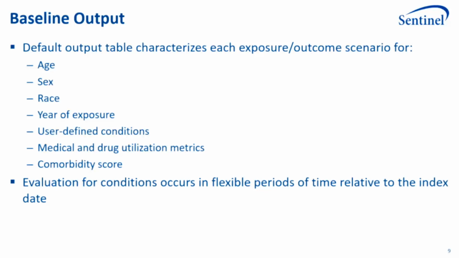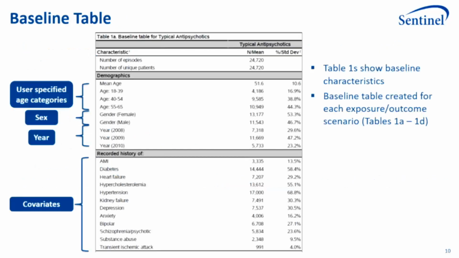And as Judy pointed out, for each of the conditions that you're interested in, so you want to know among this population, among this cohort, how many people had history of diabetes, or how many people had history of acute myocardial infarction, you can define different windows of time to look for those conditions of interest. And all of that gets reported in one table. So this is part of one of those tables.